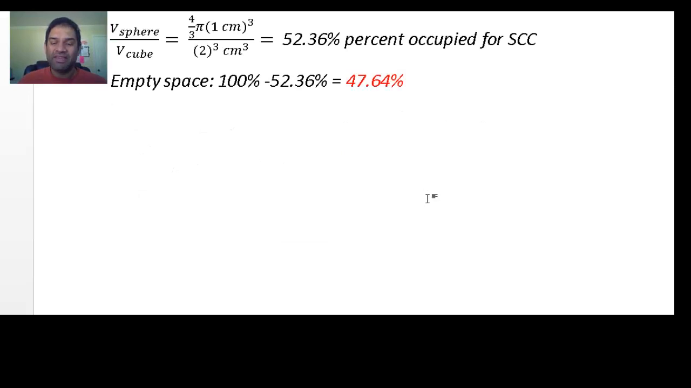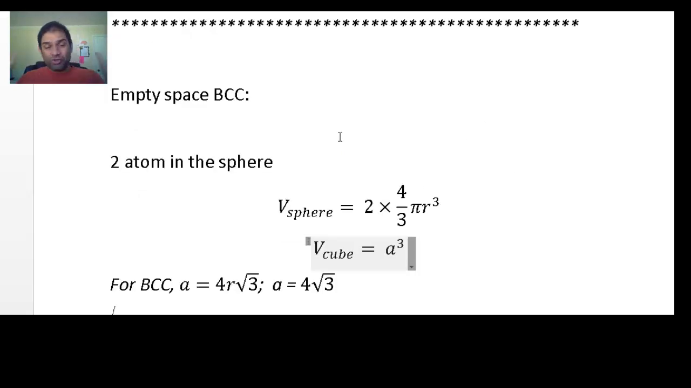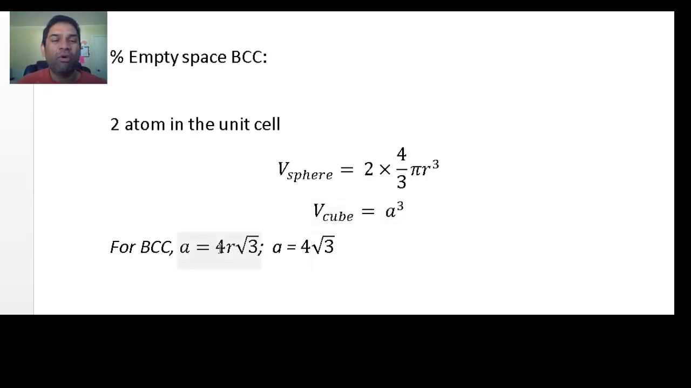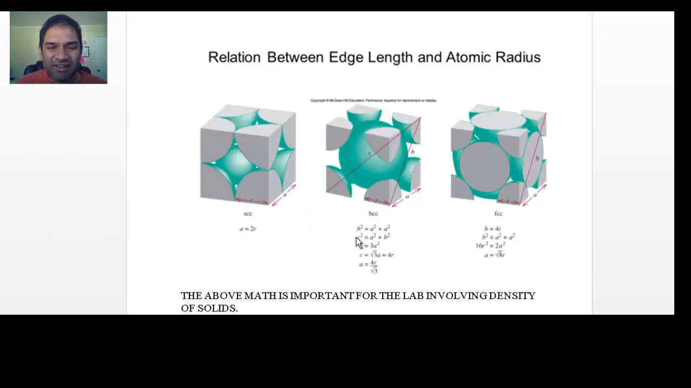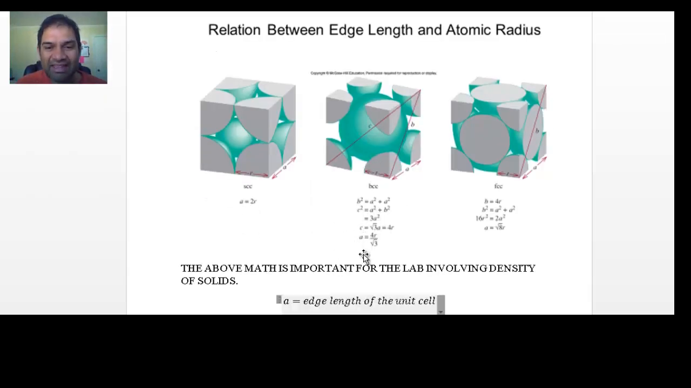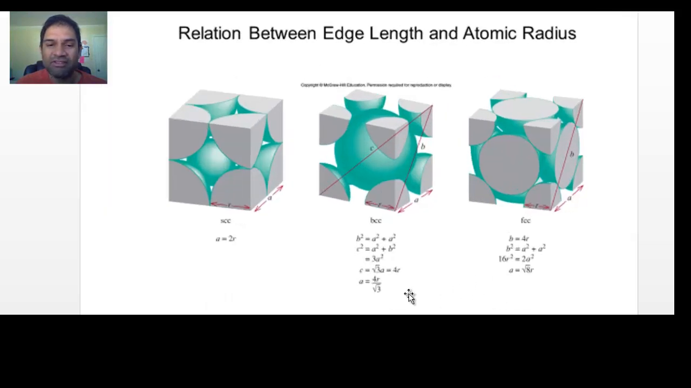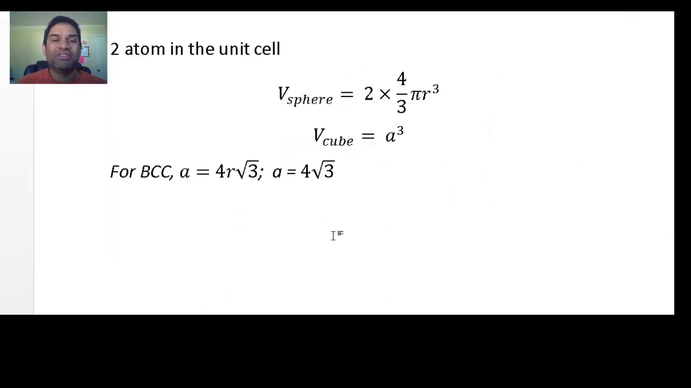So let's now do this for BCC. For BCC, there are 2 atoms packed inside the unit cell. The edge length for BCC is actually 4r over square root of 3. It's given to you here: a, the edge length, is 4r over square root of 3. We'll do our exact same ratio of the volume of a sphere divided by the volume of a cube. R will always be 1 centimeter. Check out that ratio; 100% minus that value is going to be your percent of empty space.